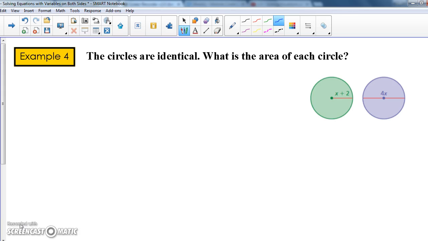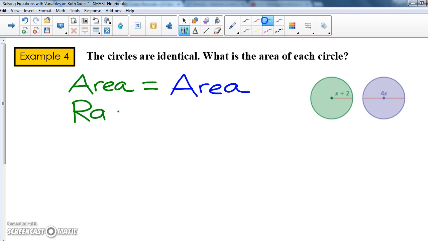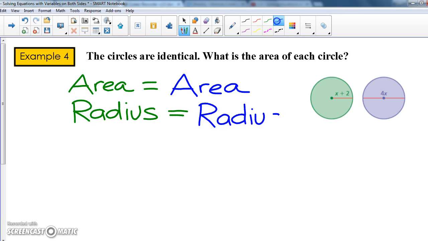For example, the area of the green circle is equal to the area of the purple circle. What are some other pieces of the circle that you see? I see that the green circle has a radius. A radius on the green circle is going to be equal to the radius on the purple circle.